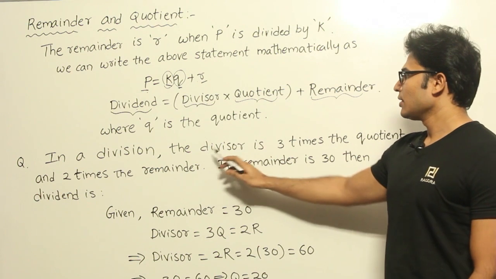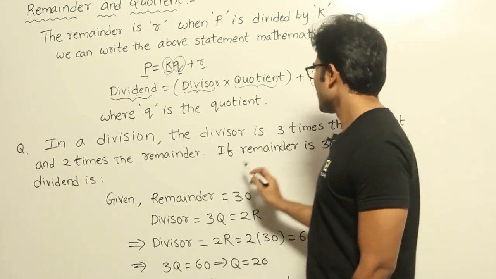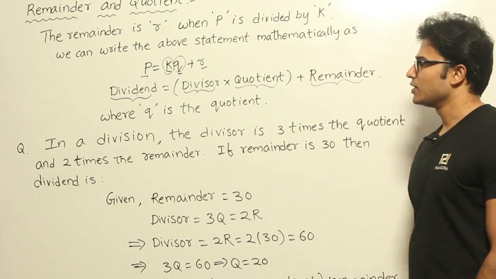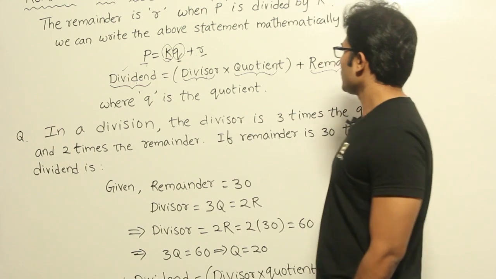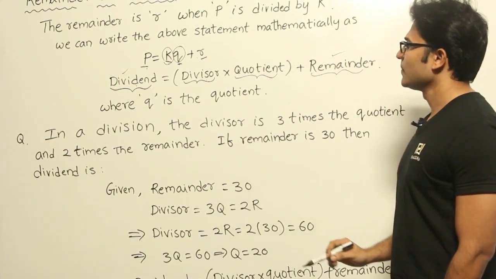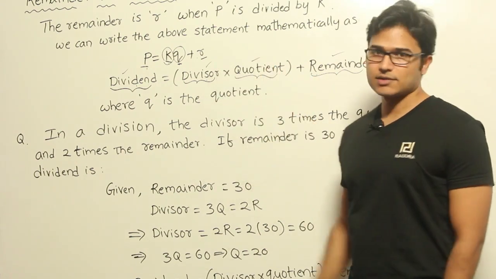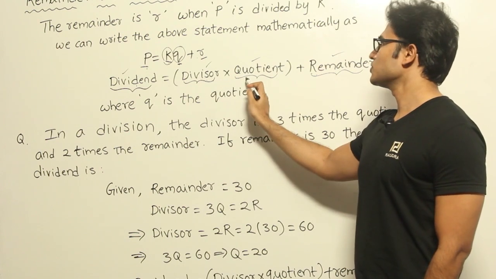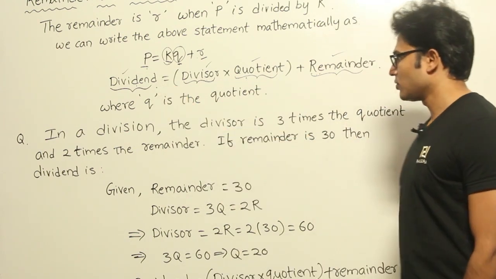In a division, the divisor is 3 times the quotient and 2 times the remainder. If the remainder is 30, then the dividend is? Now they are asking what is the value of the dividend, and they have given the remainder value. The remainder is given as 30, and also they are giving the relationship between the remainder, the quotient and the divisor. Using the relationship, you can find out these two values. Finally, you are supposed to find the dividend. Let's see how to do this.